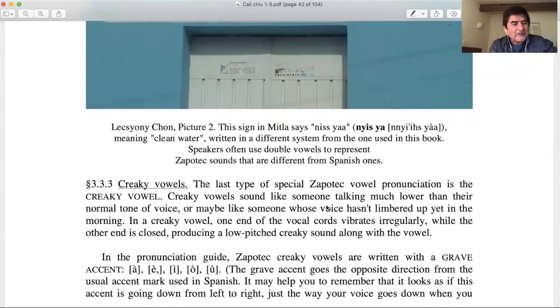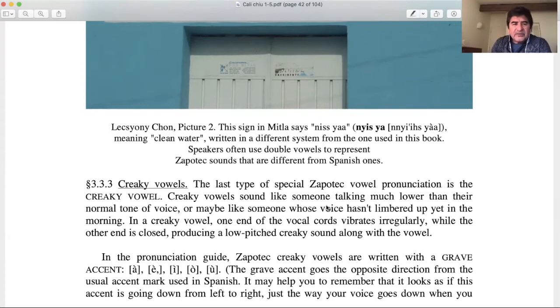So anyways, we already talked about 3 other types of vowels. If you guys remember, we talked about modal vowels, plain vowels, and breathy vowels, right? So now is the time to talk about creaky vowels.